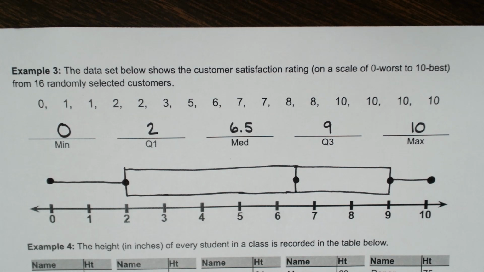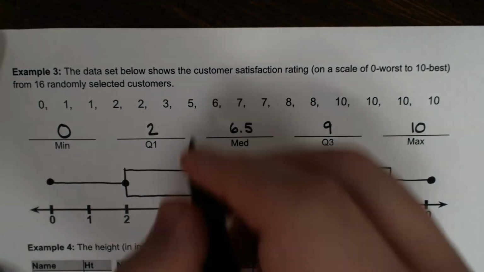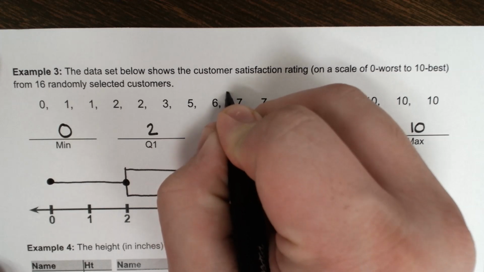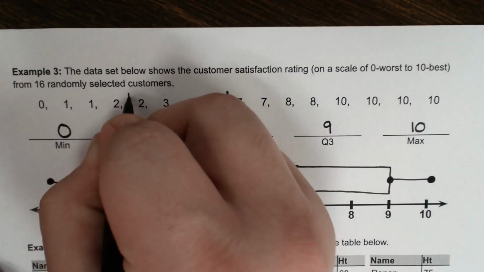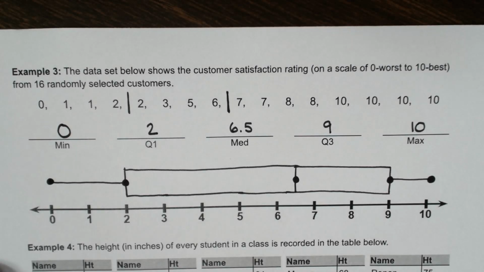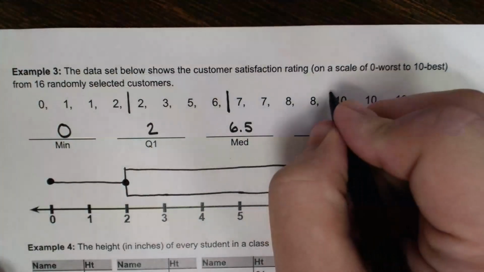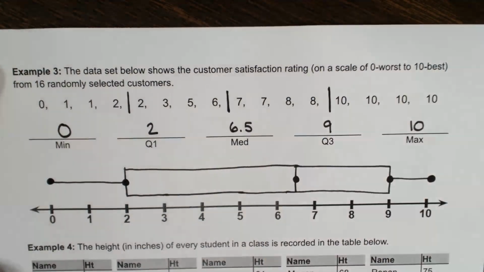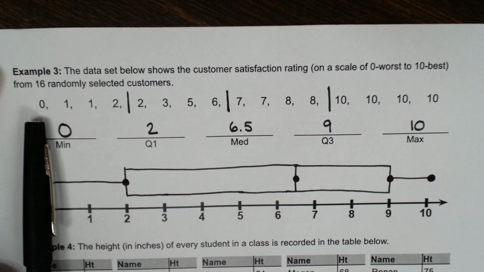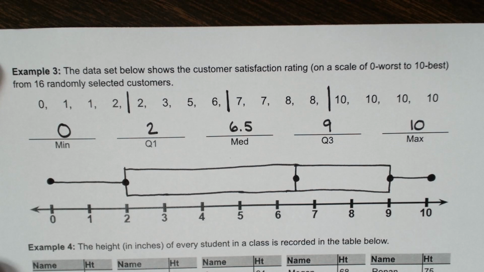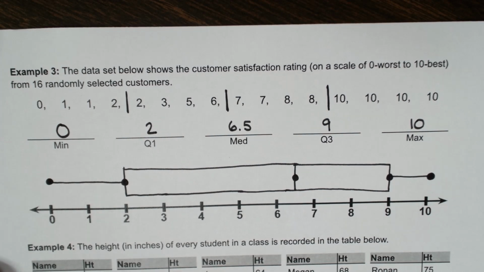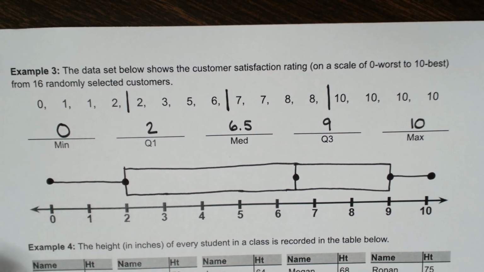So y'all, here's the answer for example 3. And if I look back at the data, the 6.5 comes from between the 6 and 7. The 2 comes from between the 2 and 2, but all we do is average that, and the average of 2 and 2 is just 2. And the 9 comes from between the 8 and 10. And those 3 partitions do cut the data into 4 pieces of equal size. Okay, keep on working on 4 and 5, please.